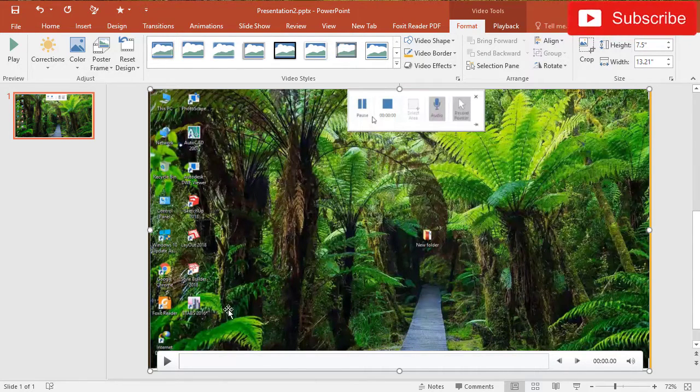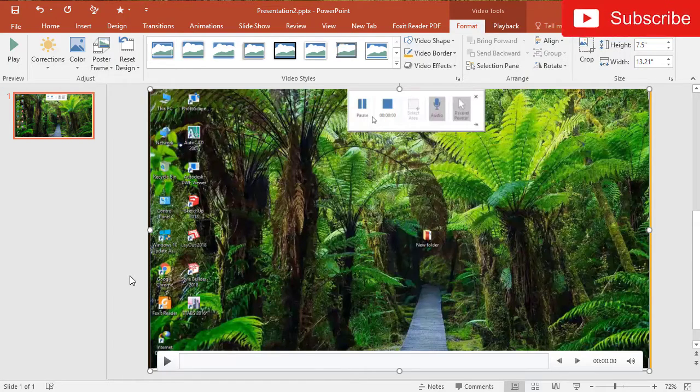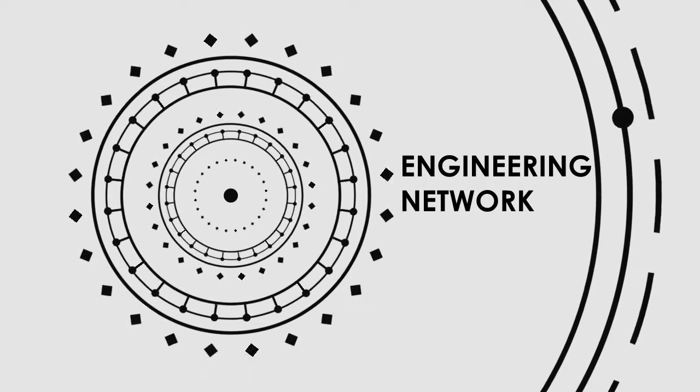Also, if you want to save it as a separate video file, just right click on the recording and select Save Media As, and this will save your video file which you can use later anywhere in the future. So this was how you can quickly record your screen through PowerPoint.